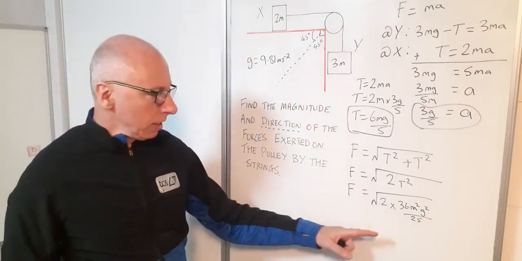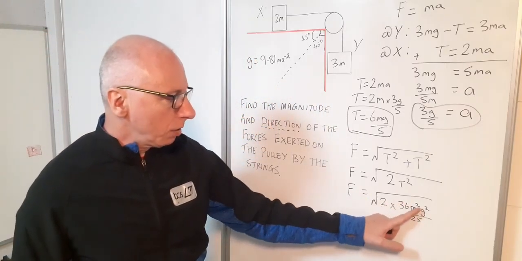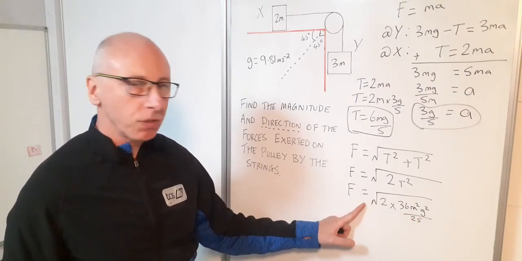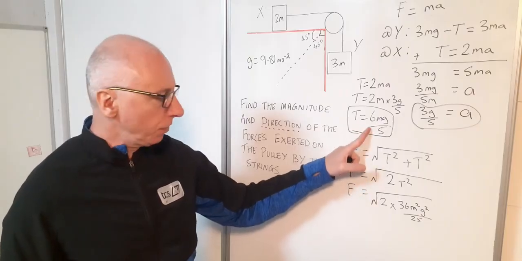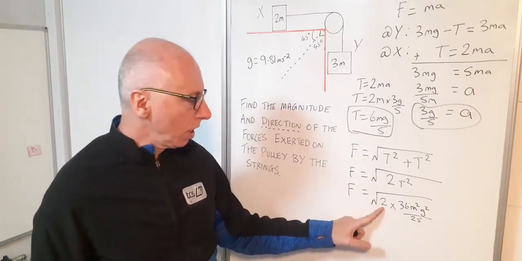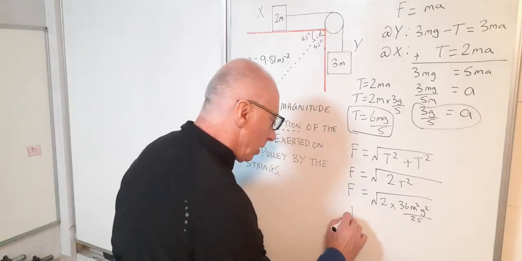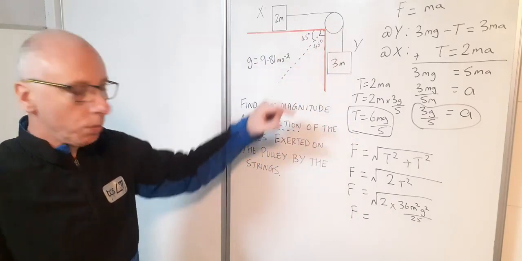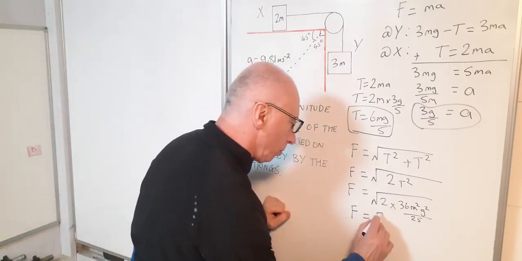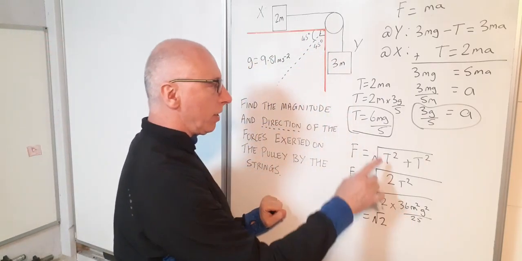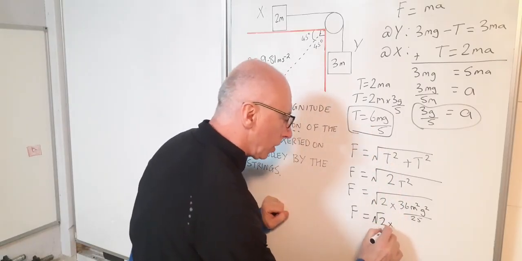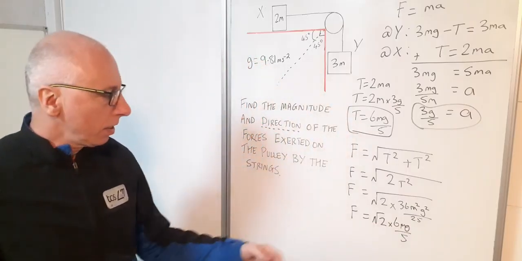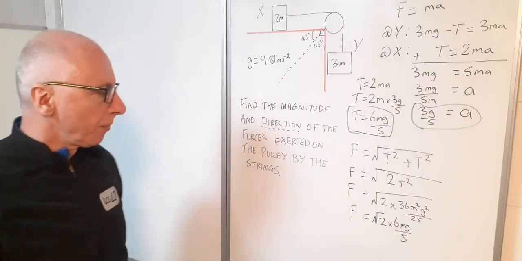But what I could do is, as this is all in terms of squares, using my rules with surds, I could take this out of the square root and leave the square root of 2 multiplied by it. So in which case, my force exerted on this pulley by these two sides of the string would be root 2, and then that would come out of this surd to just leave me with that. So that would be times 6mg over 5. So that would be one way of working out my force.